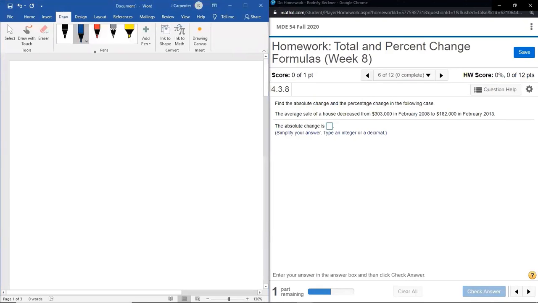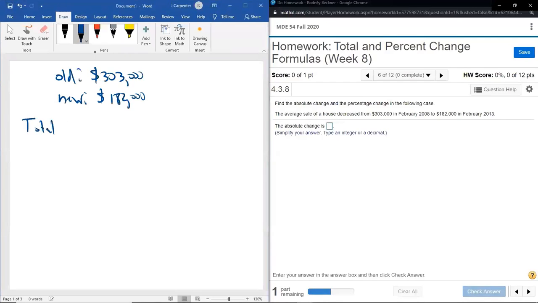So we know the original, or old, however you like to phrase it, was the 303,000. And then the new is the 182,000. Now remember that the absolute change or total change is always new minus old. It's not bigger minus smaller, it's new minus old. So it's 182,000 minus 303,000.